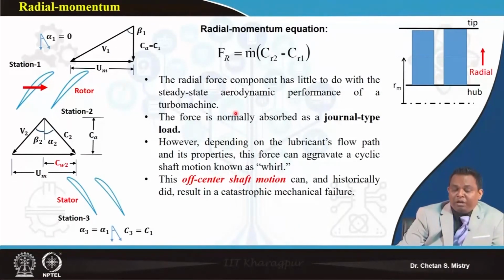But depending on the lubricant flow and its property, the force can aggravate the cyclic shaft motion. That is what is known as whirl. So what will happen is that my rotor or shaft will be rotating off center. If this is your case, you will have catastrophic failure of your rotor. So there are mechanical failures which happen because of the change of these velocity components.